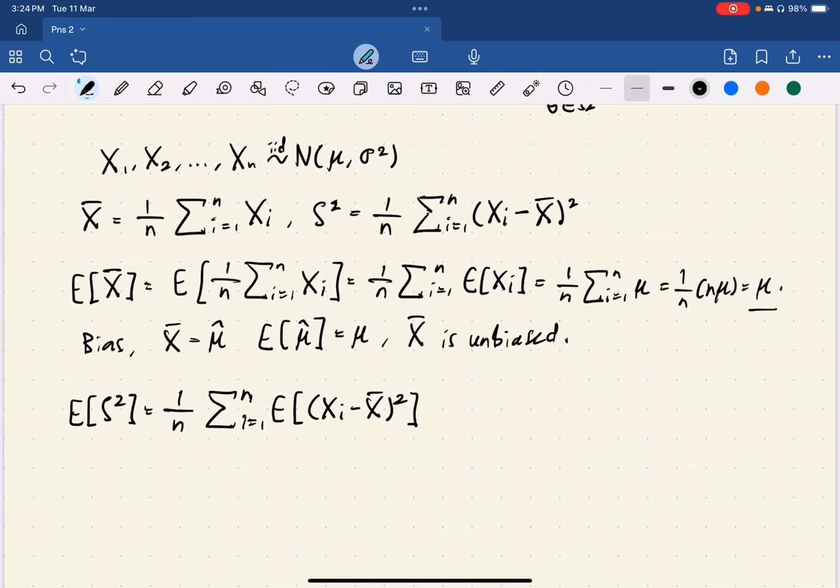This simply follows from the properties above. Okay, so if we were to expand, we will have Xi squared, minus 2 Xi X bar, plus X bar squared.